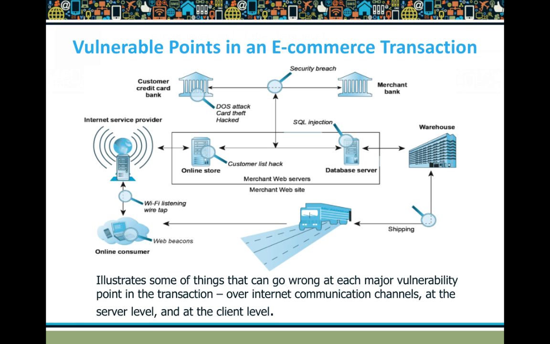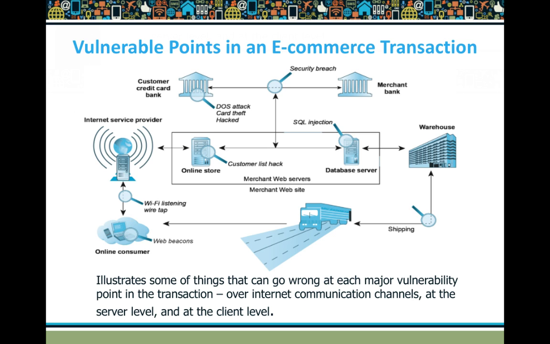Whenever a financial transaction is happening, there can be a chance of security breaches. Your personal credentials can be taken. Whenever you disclose your credit card number, that can be taken away by an attacker. So whenever there is any financial transaction happening, there can be security breaches. So these are certain points of attack that can happen in a typical e-commerce transaction.